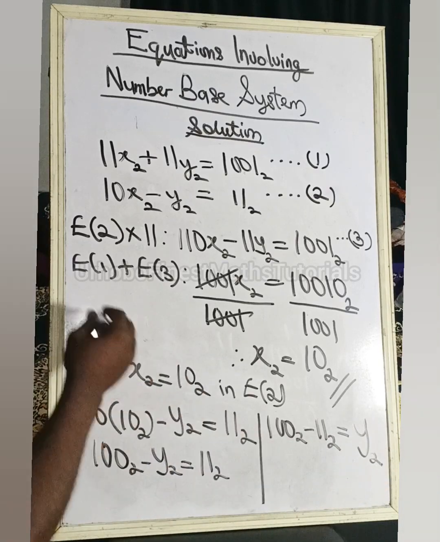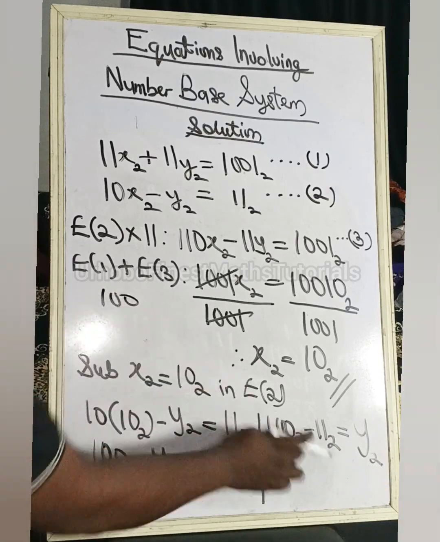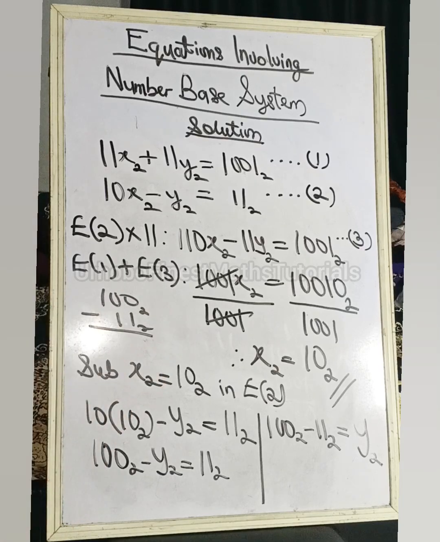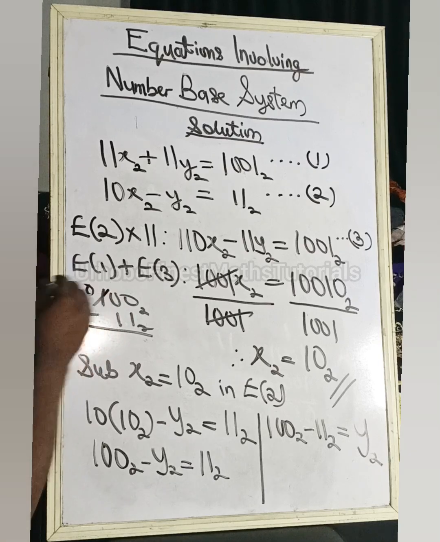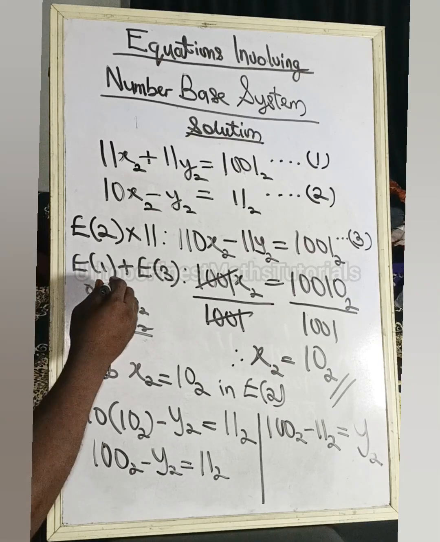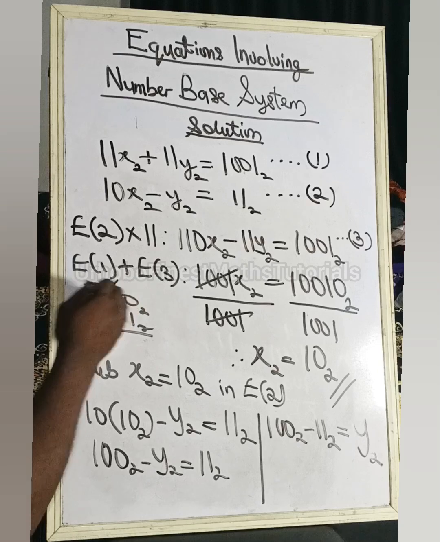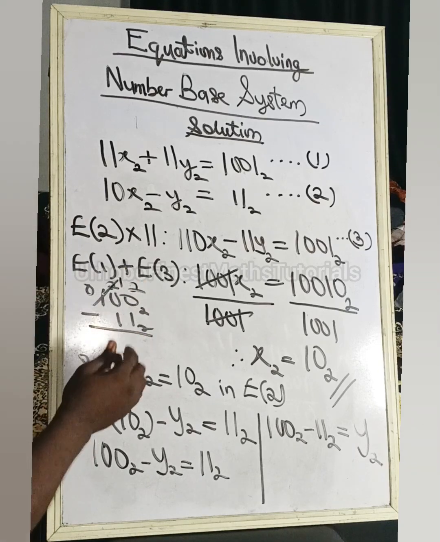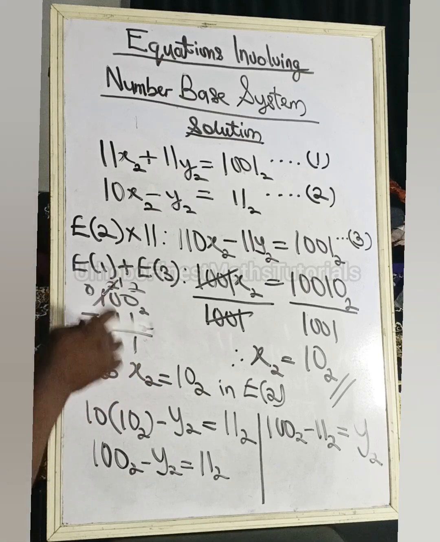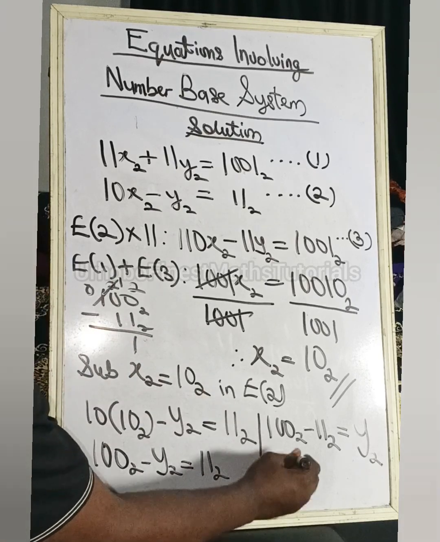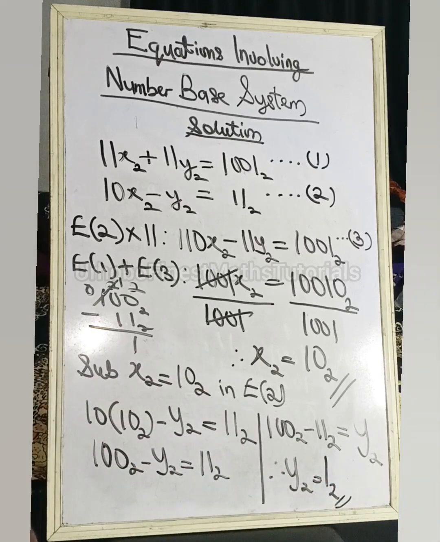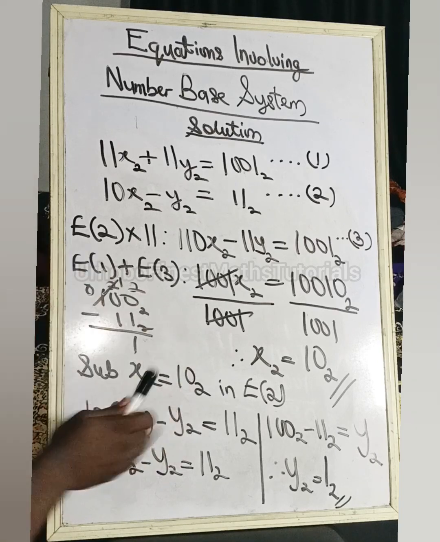So you come to your rough work, you write 100 minus 1, because we're dealing in base 2. 0 minus 1, you cannot, so you borrow 1 from here, here will be left with 0. The 1 you borrowed, you call it 2, because we're dealing in base 2. So you borrow 1 again from here, you are left with 1. That one you borrowed, call it 2. So 2 minus 1, you have 1. 1 minus 1 is 0, then 0. So therefore, y base 2 will give you what you have here, 1 base 2. Okay? So we can say the value of x is 10 base 2, while the value of y is 1 base 2. These are our final answers.